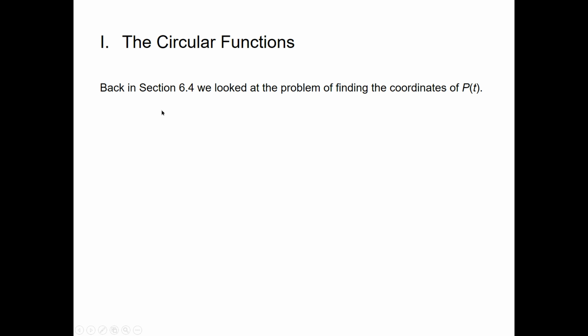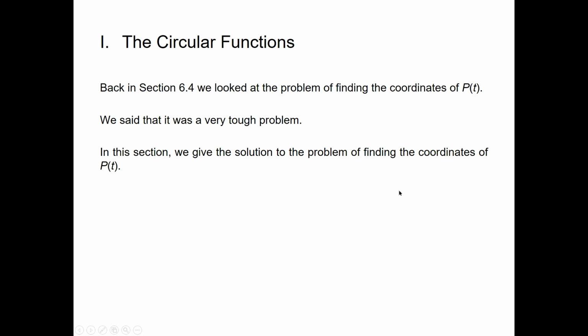Back in section 6.4, we looked at the problem of finding the coordinates of P of t, where t was an arc length measured from the point (1, 0) on the unit circle. We said that was a very tough problem, and it is. So in this section, we give the solution to the problem of finding the coordinates of P of t. A lot of times in mathematics, if we have a difficult problem, to make it simple, we just make a definition. So it is done with the following.